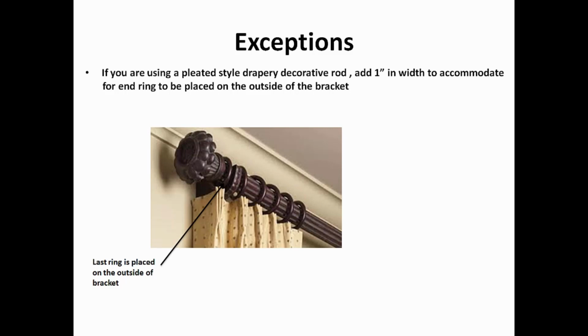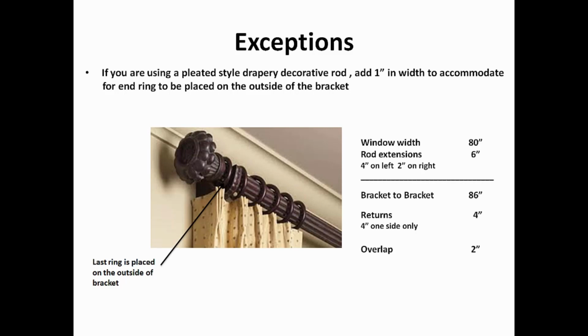So the math is very simple. Remember, we had our 80-inch window. We had 6 inches in rod extensions, 4 to the left, 2 to the right. Give me a rod face of 86. I added only one 4-inch return. I added only one 2-inch overlap. And now I'm just going to add 1 inch extra because it's only on one side for that extra decorator rod and ring, and that gives me a total finished width of 93 inches. And that's here again the measurement that you would order when placing your order with Carroll.